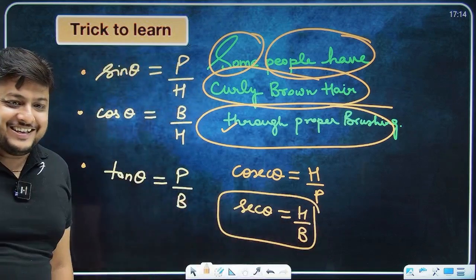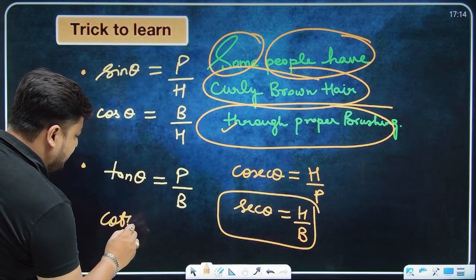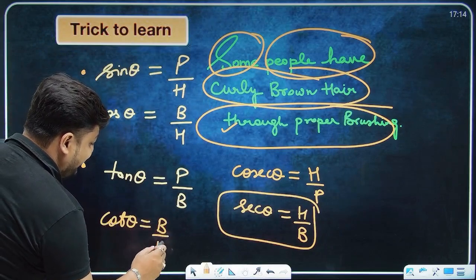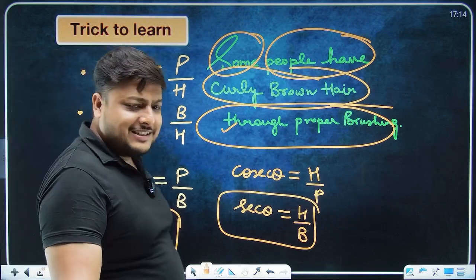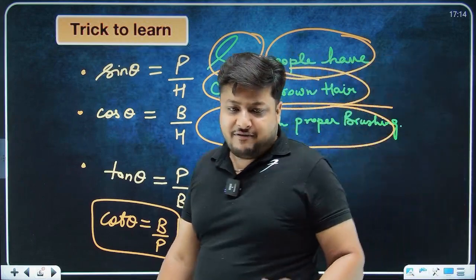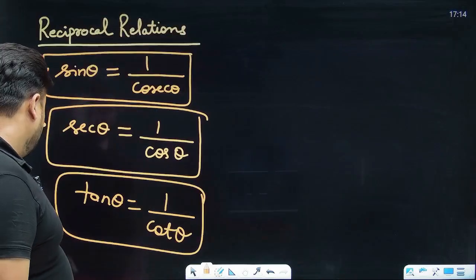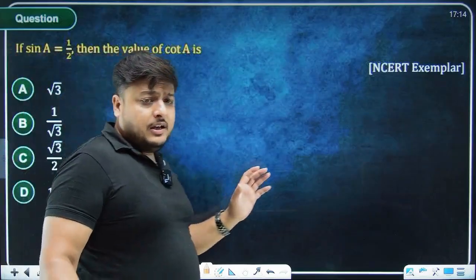Okay? Yes or no? And tan and cot are also reciprocals. So cot theta will be B upon P. I hope everything is clear till here. Please say yes in the chat box. Okay, everything is clear. Very good. Amazing. So let's proceed further to directly question.